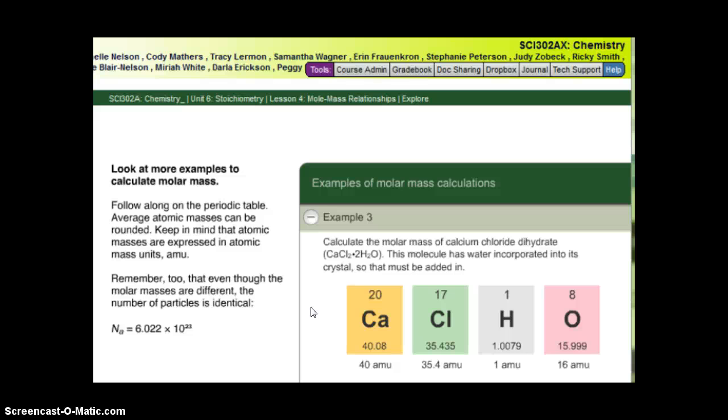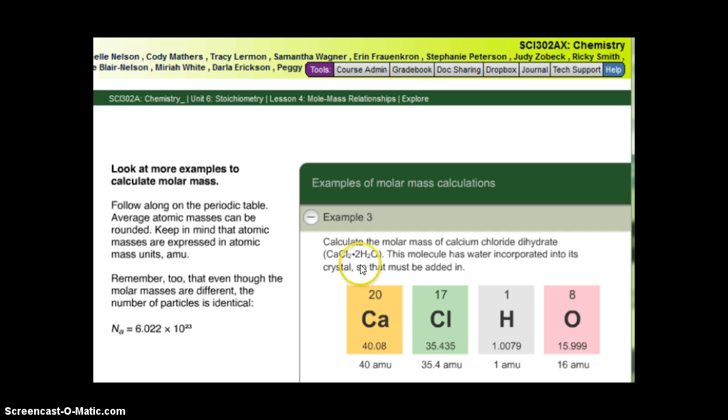So now we need to go through and say, how much of everything do we have? How many calciums do I have? How many chlorines do I have? So I had one calcium and I had two chlorines. How many waters do I have? I have 2, which means I have how many hydrogens? 2 times 2 is 4. How many oxygens? Distribute this 2, which is the coefficient, and I have 2 oxygens.